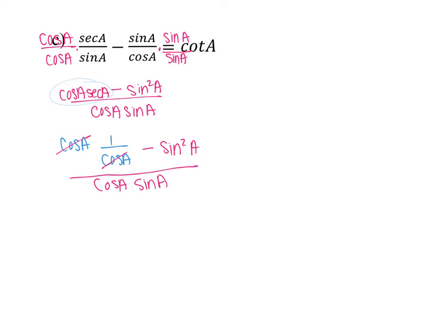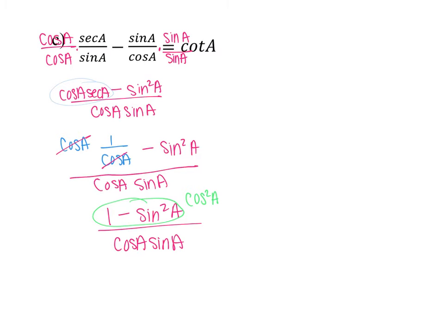So this ends up being just 1 minus sine squared on the top, and then cosine of A, sine of A on the bottom. And this is kind of nice because, again, I notice there's a 1 minus sine squared. So this here is the Pythagorean theorem. 1 minus sine squared is cosine squared. So this is equivalent to cosine squared. And so I have a cosine squared on the top, and I have cosine A and sine A on the bottom.